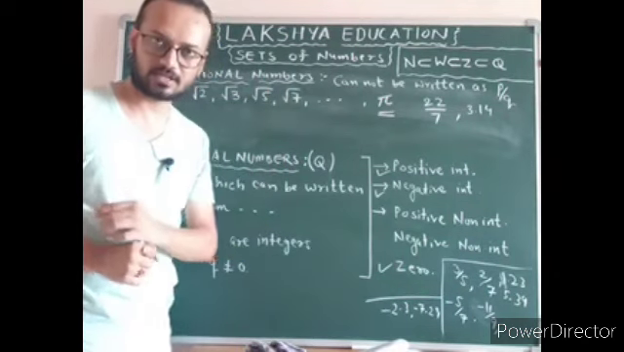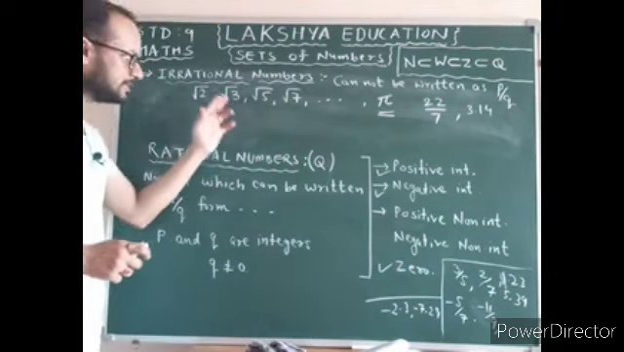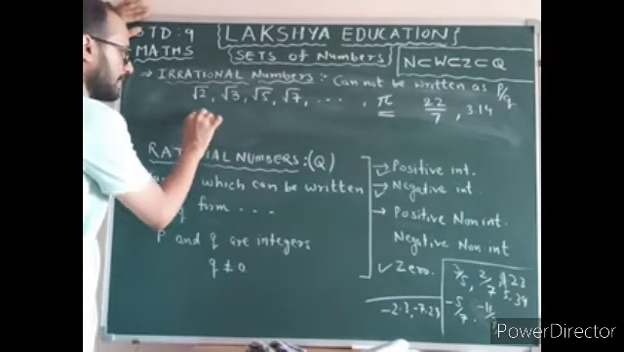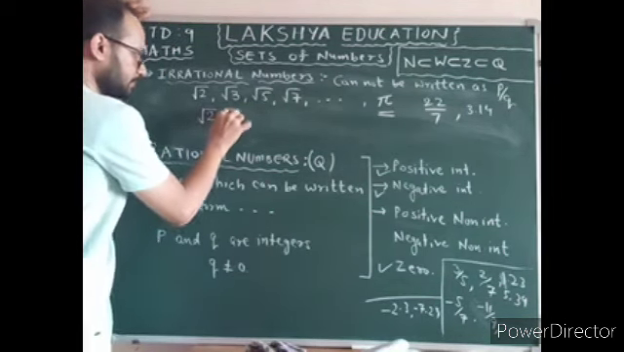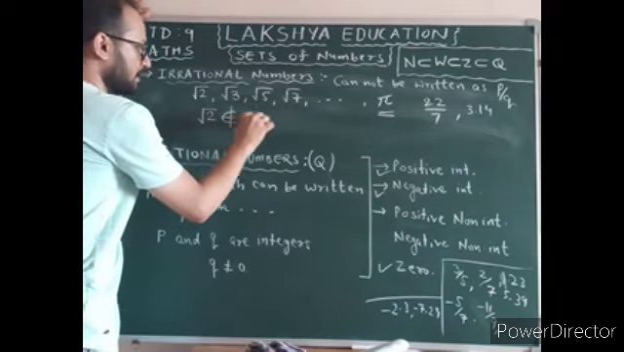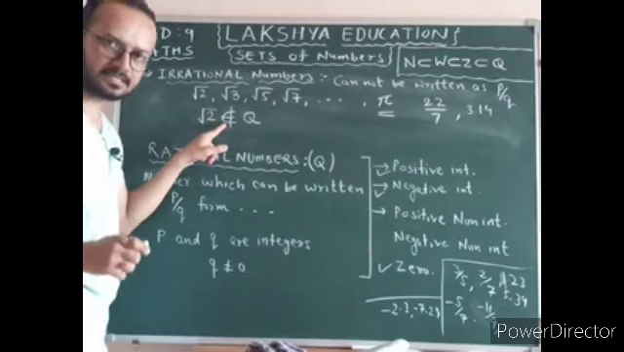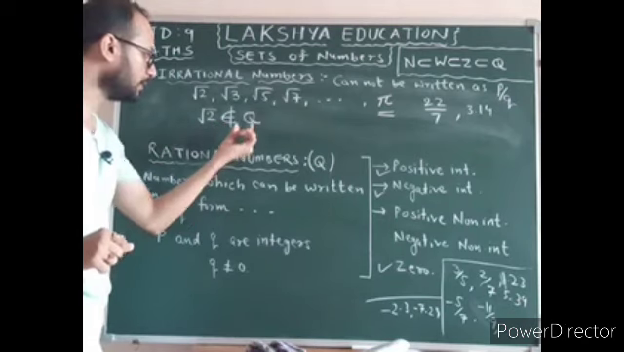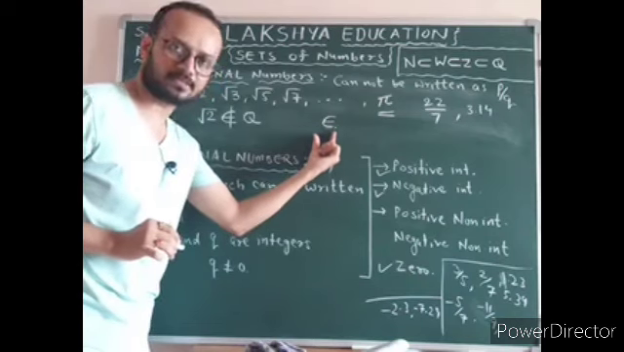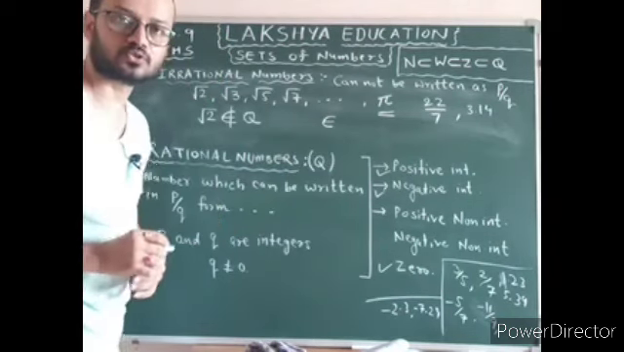It is an irrational number. If I want to write that these numbers are not included in Q, then symbolically I can write root 2, then I can write this symbol and then Q. This symbol says it is not included in Q. First of all, you have to understand this symbol, what it means. This is called belongs to.